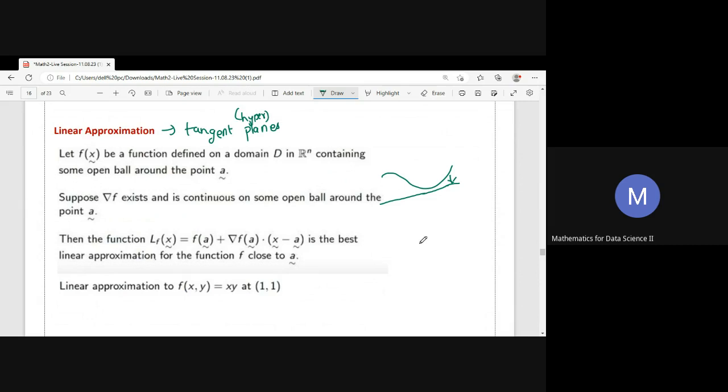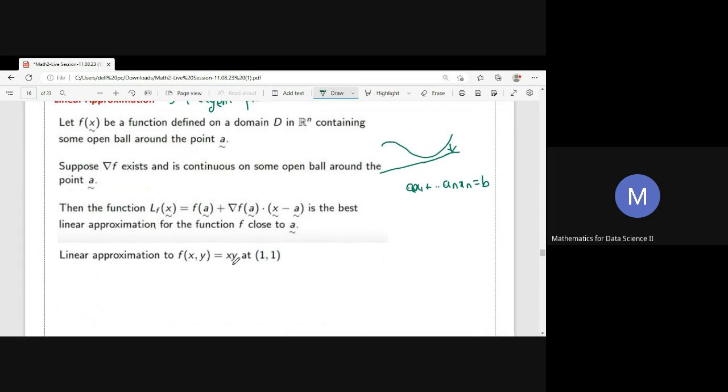Linear in the sense that the equations are of the form a1 x1 plus ... plus an xn equal to some b. Maybe I'll write b here. So you are going to have some equation of this form. They are linear equations. So linear approximations are nothing but the tangent planes or hyperplanes, which we have just seen earlier. Here the calculations are exactly the same for f of x comma y equal to xy.